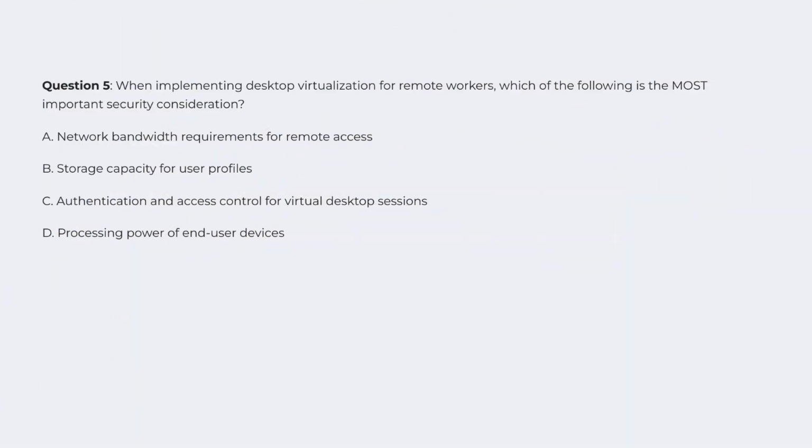Question number 5. When implementing desktop virtualization for remote workers, which of the following is the most important security consideration? A. Network bandwidth requirements for remote access. B. Storage capacity for user profiles. C. Authentication and access control for virtual desktop sessions. D. Processing power of end-user devices.